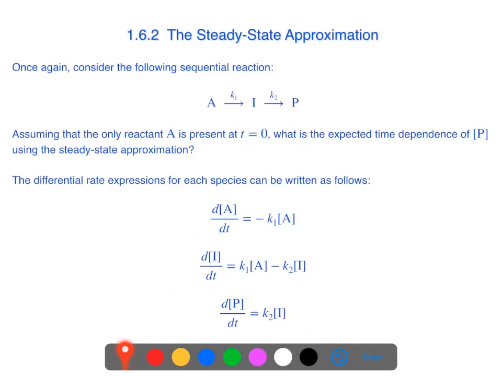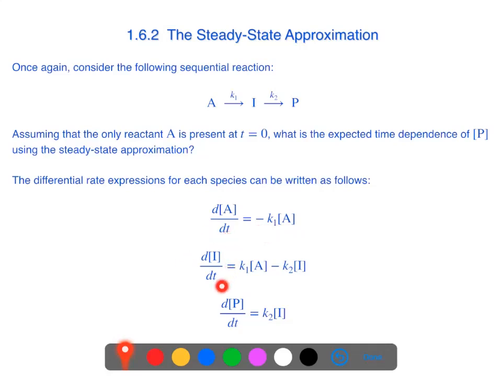Now let's apply the steady state approximation and determine what the expected time dependence on the concentration of the product is. So we set up the question in much the same way as we did previously, where we look at the differential rate expressions for each species. So the differential rate expression for A, dA/dt, is equal to minus k1[A].